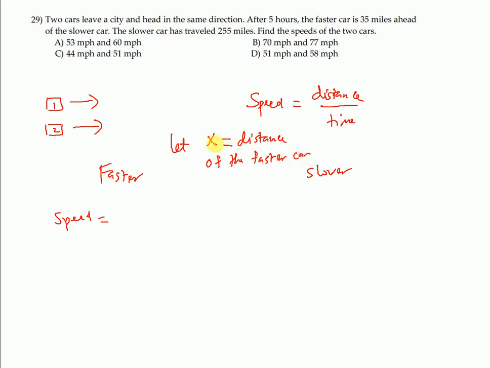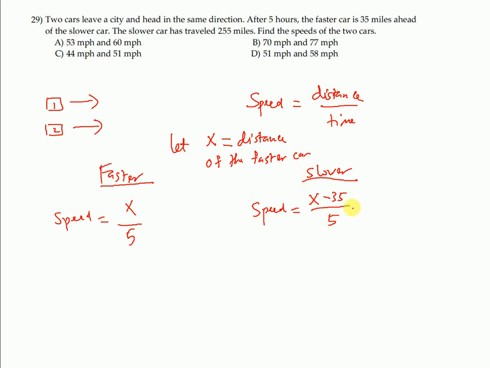Okay, if I let x be the distance that the faster car travels, then the speed of the faster car is equal to the distance over time, or in this case x over the time. This time is 5 hours. Now the slower car, the speed, because after 5 hours the faster car is 35 miles ahead of the slower car, we know that x is the distance of the faster car. Now the distance of the slower car should be the distance of the faster car minus 35, and then the time is still 5 hours.